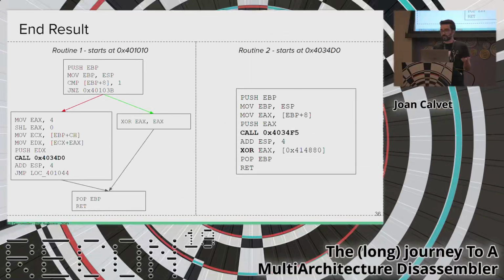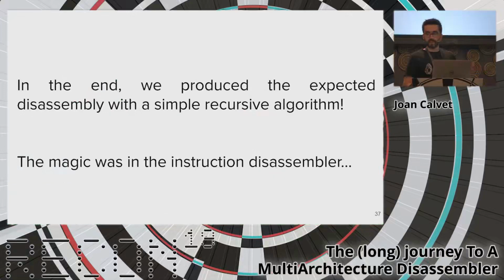Routine 1, two possible execution paths. One of these paths contains a call to the second routine. The second routine has another call, XOR operation. So I've left a few details out, but you got the idea. We produce what we expected with a simple recursive algorithm.